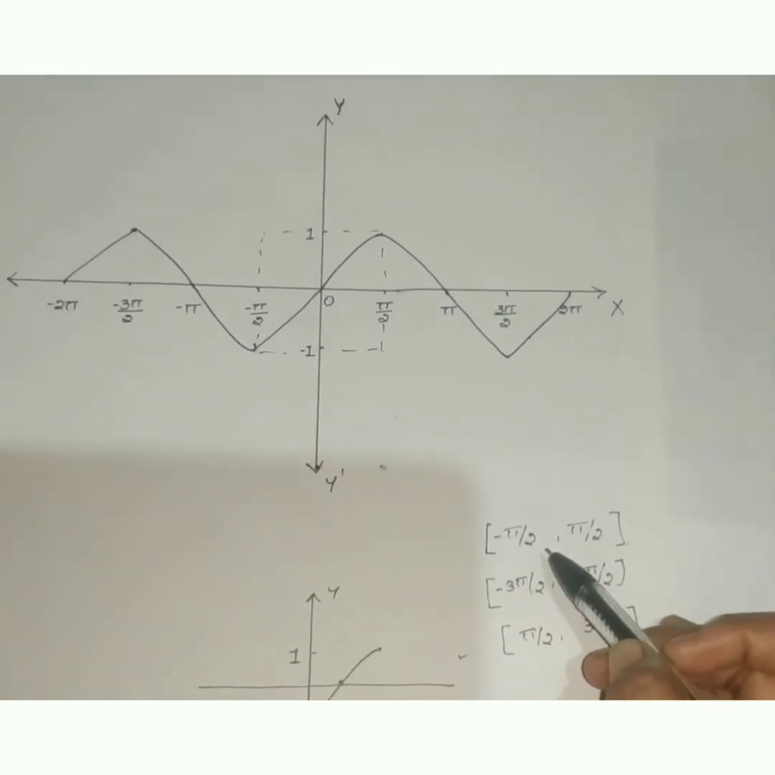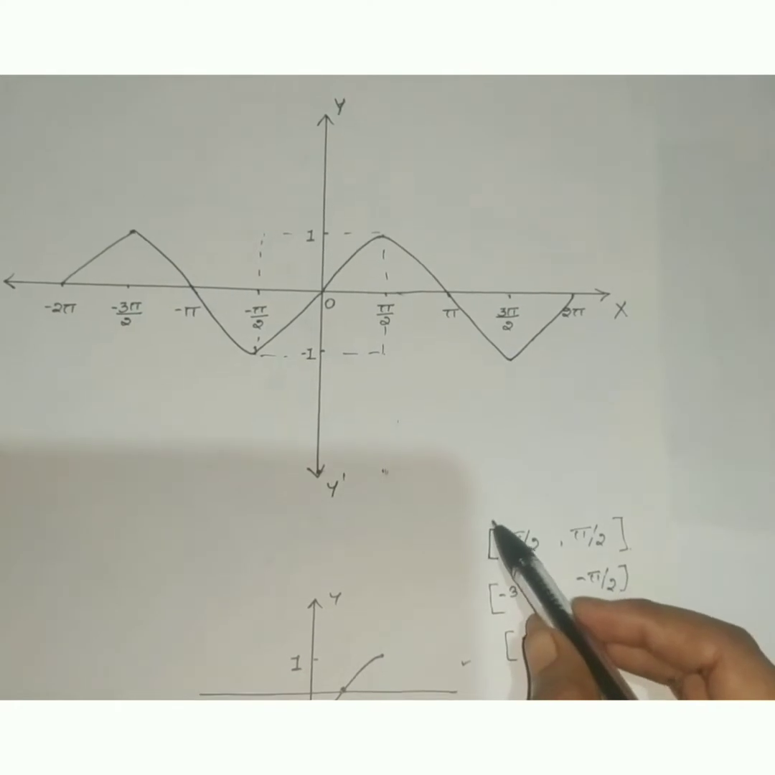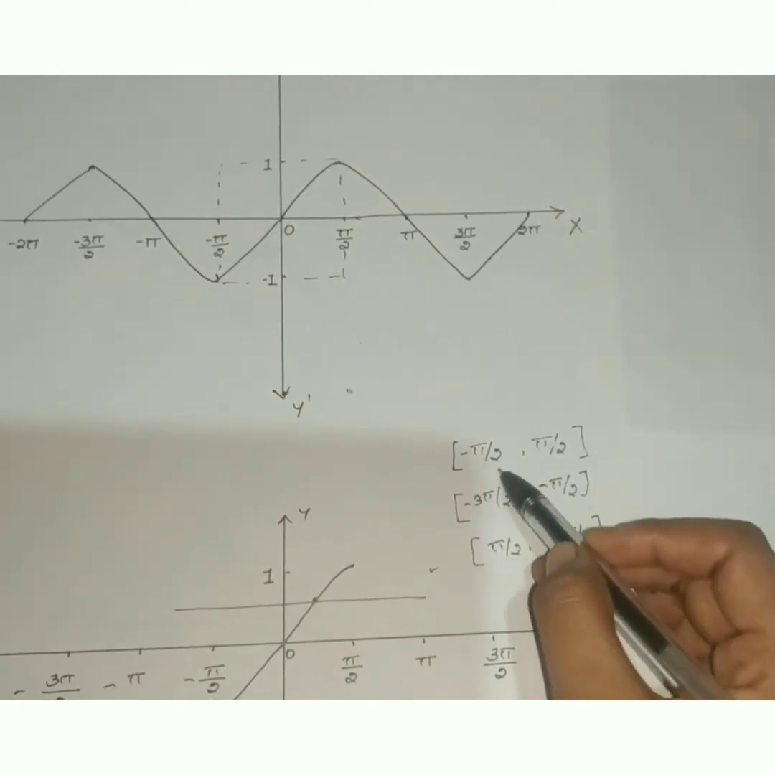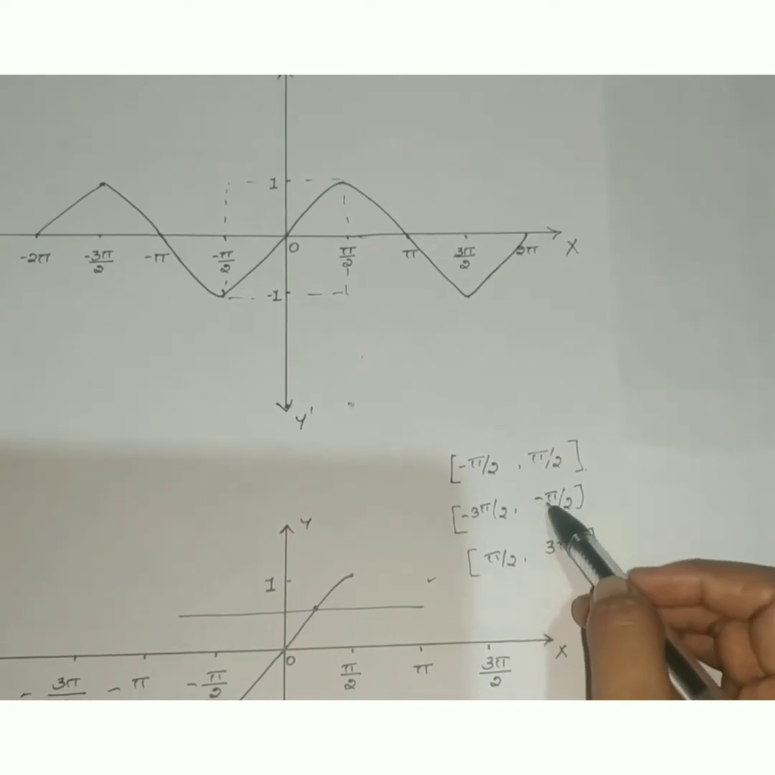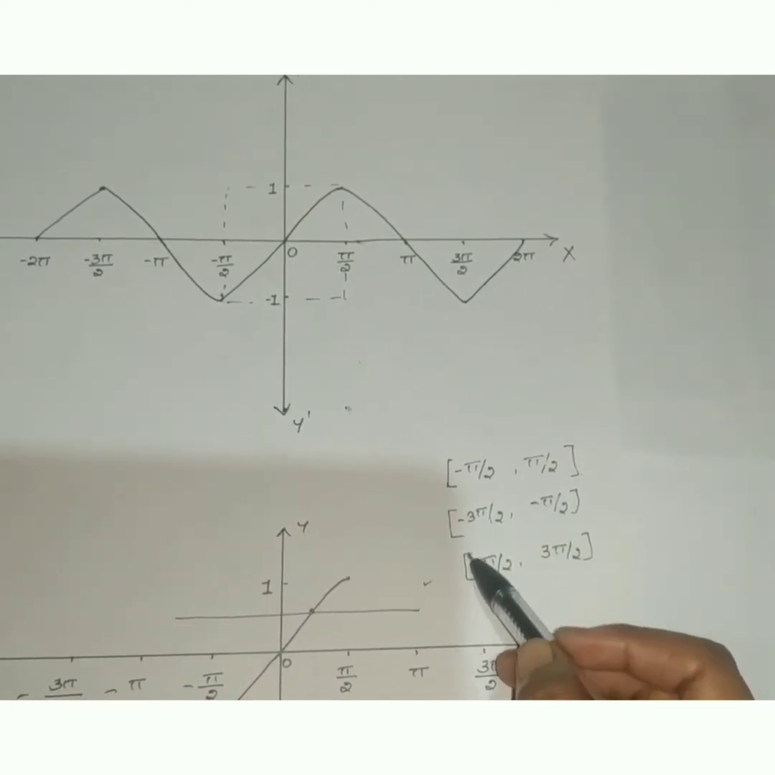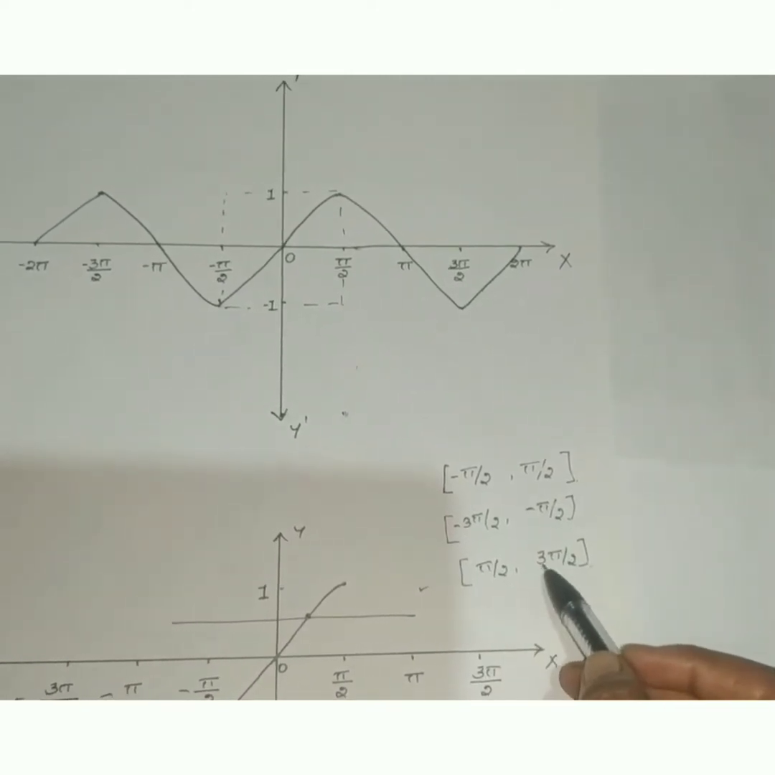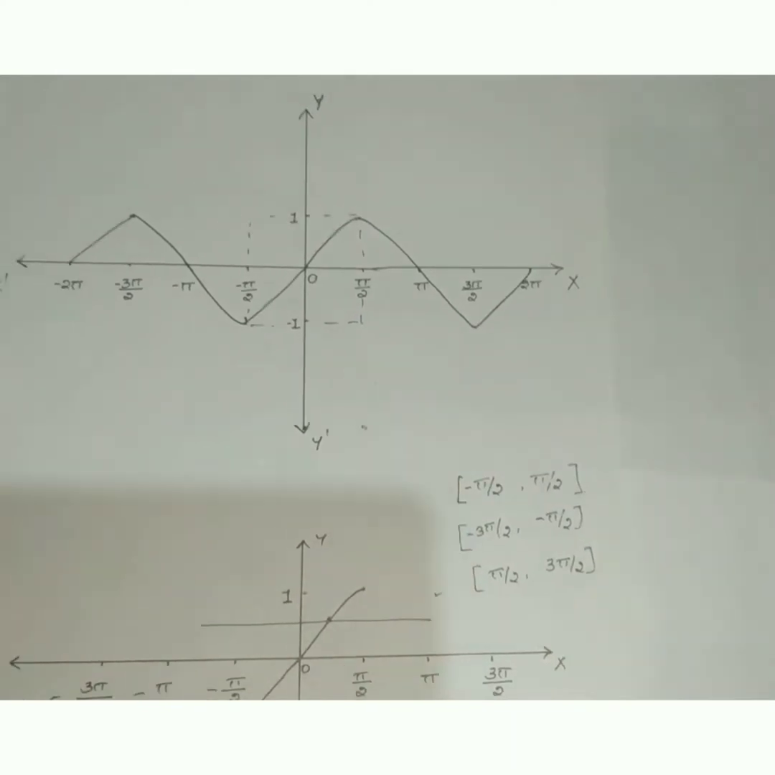Therefore, sine function restricted to any of the intervals, closed interval minus pi by 2 to pi by 2, closed interval minus 3 pi by 2 to minus pi by 2, or closed interval pi by 2 to 3 pi by 2, is invertible.